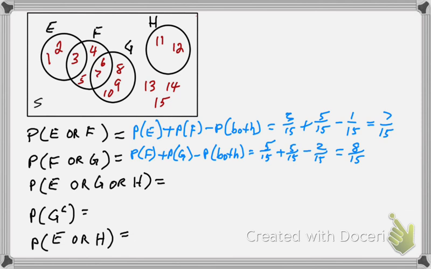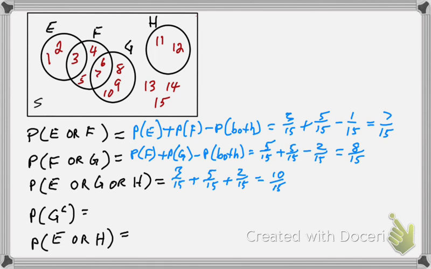So E, we got 3/15. Plus G is 5/15. Plus H is 2/15. So 10/15. So if I did this thousands of times and drew something out of that sample space, 2/3 of the time I'm going to get something in E or G or H.